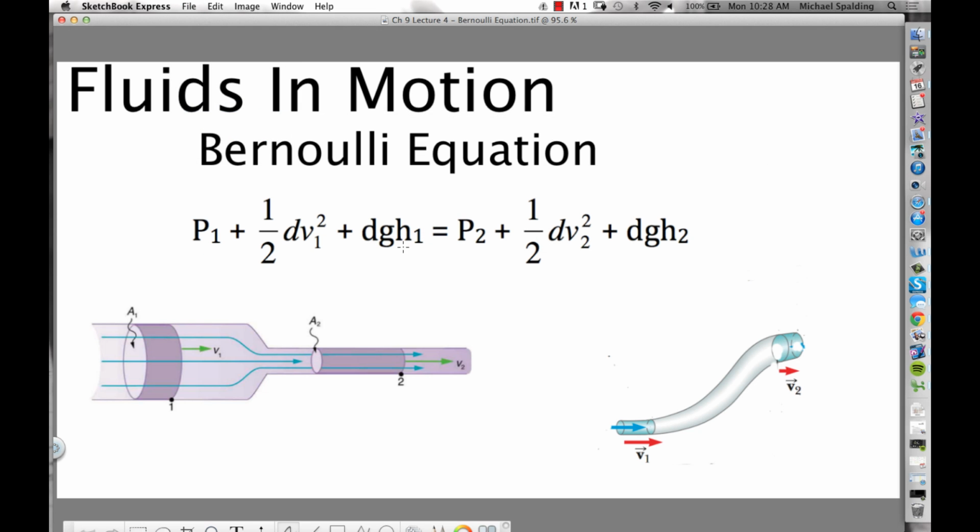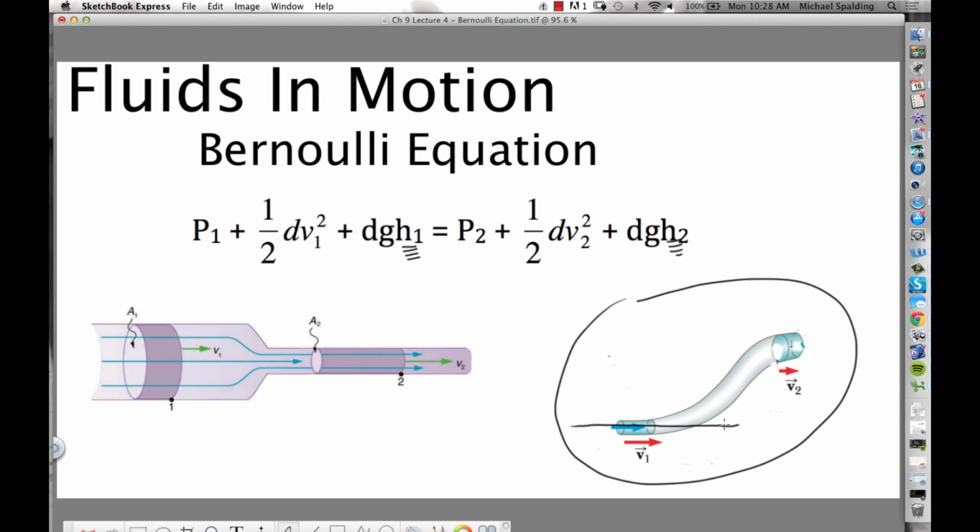Okay? So I want to start by talking about H. See in this equation how we have these H's, H1, H2. The only time you're going to have to factor in DGH is when there's some sort of vertical climb. Like here, if you have a pipe that goes up a hill, you're going to set the lower level. Remember when we did potential energy? All the H's got measured off the 0 point. So call this level down here H1, set it equal to 0. So boom, H1 is 0.